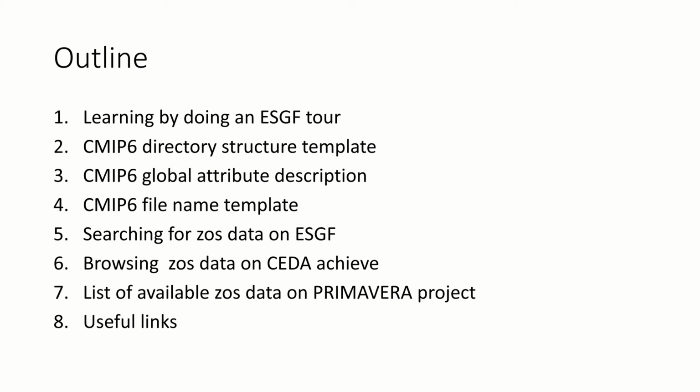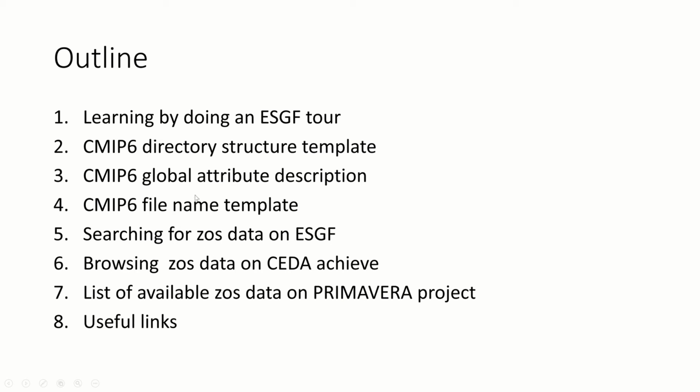Okay, so the outline of today's lesson is we will first have a tour in the Earth System Grid Federation. The aim of this tour is just so that you would become familiar when I talk about the directory structure template. You would know what exactly this is and what I'm talking about of CMIP6. If you don't know what is CMIP6, you can check the first video in part 1 where I introduce these general terms. You will know also in this video about the global attribute, description of CMIP6 and the file name template, and then we will do an example of how to search for ZOS data on Earth System Grid Federation.